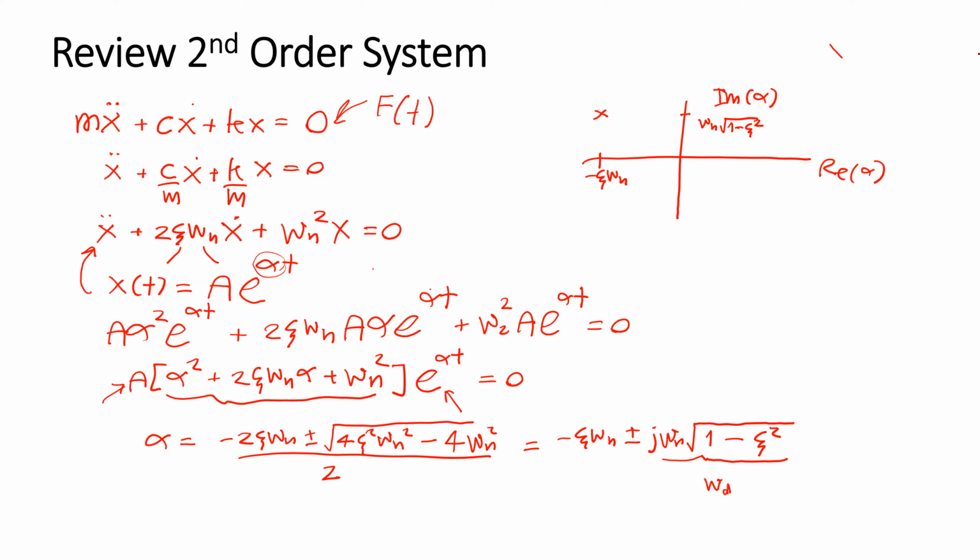And by this, if the value of the damping ratio is 0, it means that the root will be plotted on the imaginary axis, and the root will equal plus and minus j omega n. And in this case, the vibration will be just a simple harmonic, or the case of vibration will be undamped.